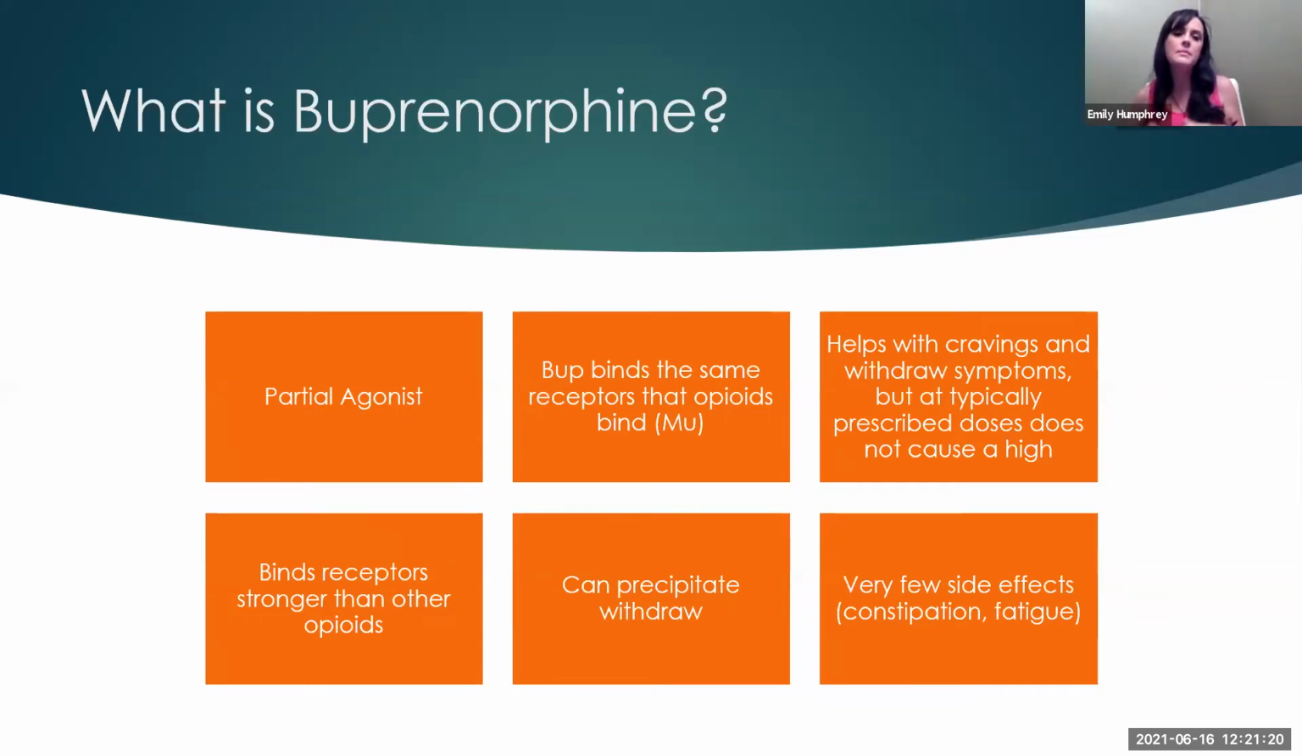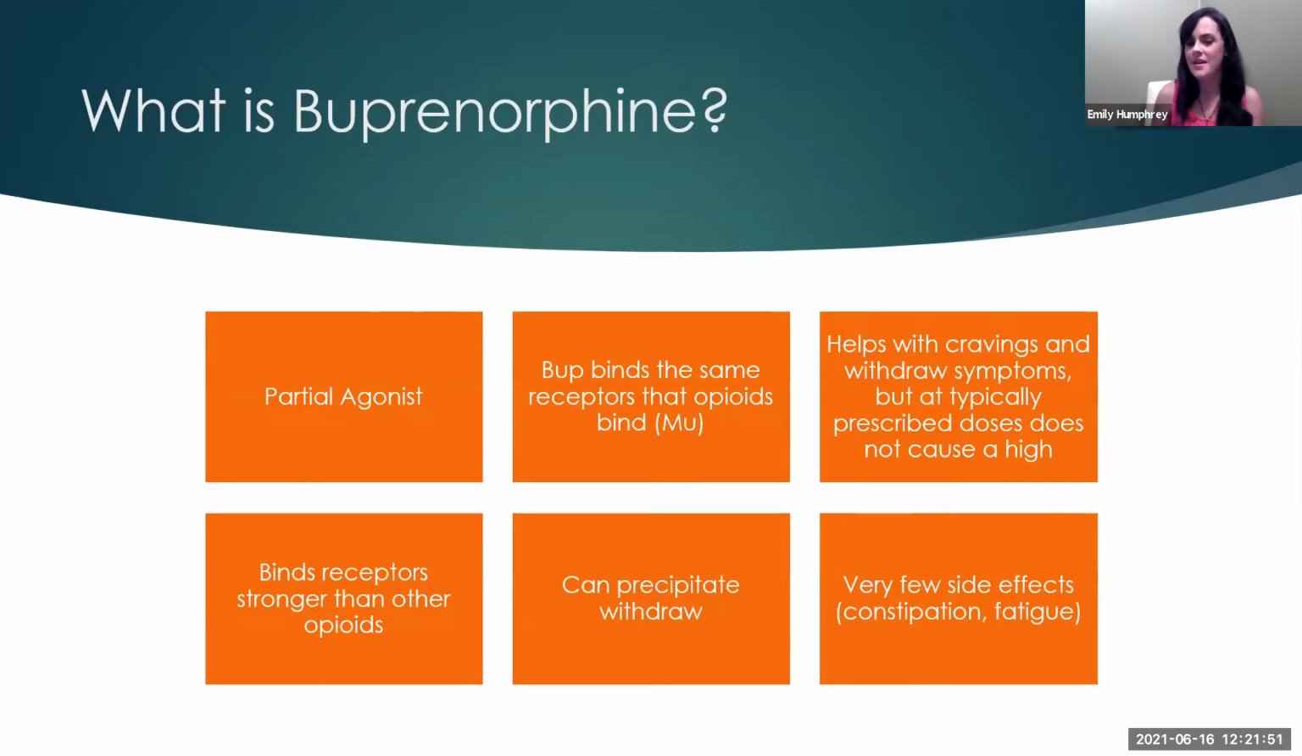All of those other ones I mentioned are full agonists. They fully bind that receptor. Buprenorphine is a partial agonist, so it's only partially binding. So what's that mean in real life? Since it's only partially binding, it's not going to produce that euphoria or high that the other ones do typically. It is going to help with cravings and withdrawal symptoms, which is great, right? It's going to help people feel good and not feel sick anymore so they can start to address their mental health and their social needs.